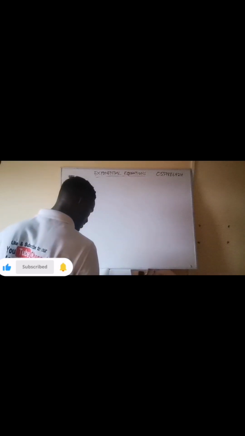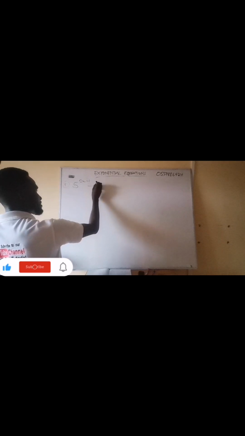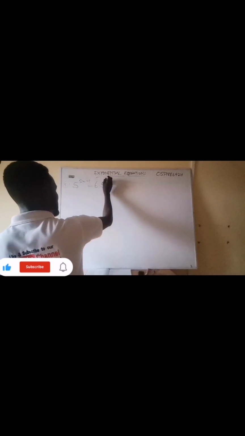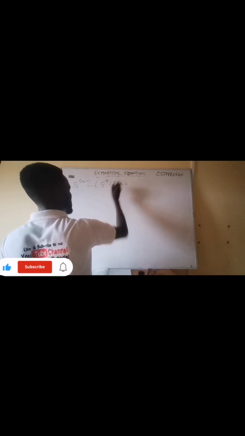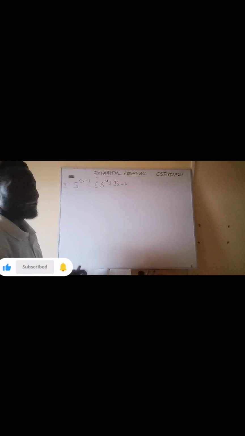Now let's take another question. Now I have 5 exponent 2x minus 1, minus 6 multiplying 5 exponent x, plus 25 equal to 0. Now this is the question and we are supposed to solve for x.